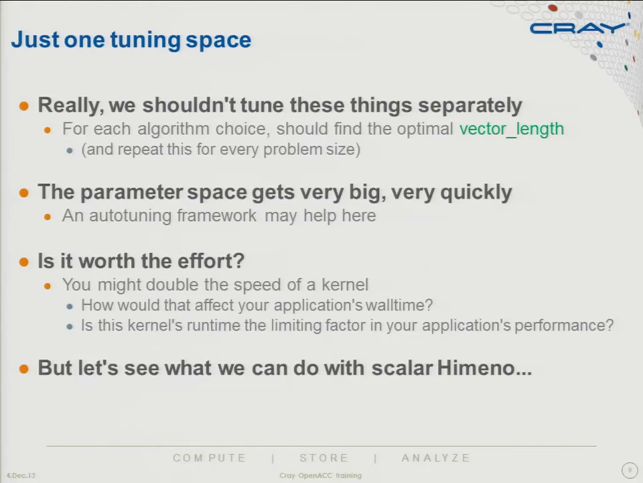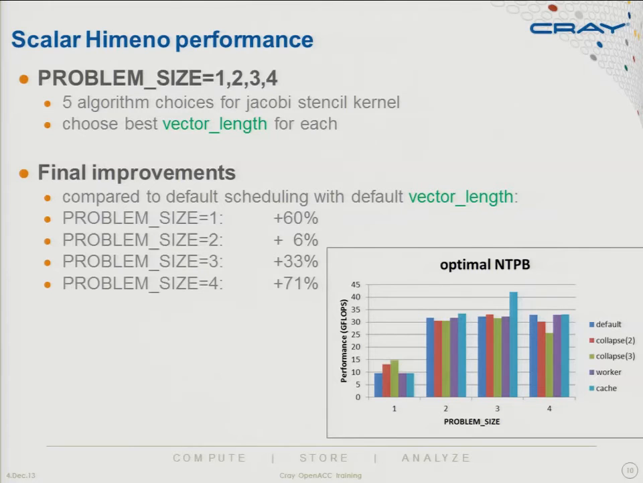Of course, you start to get a lot of different things to try. It starts to become very complicated. You probably want some sort of automatic auto-tuning framework to just get you through this parameter space to find the best combinations. Is it worth the effort? Well, you might double the speed of a kernel. Is that worth it to you? Is what you've got to ask. How much difference will that make to the runtime of my application compared to the time I'm going to spend finding these optimal choices?